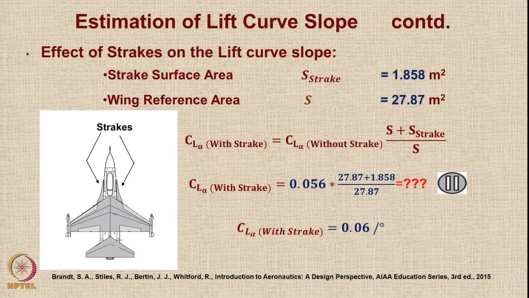So, we find that the CL alpha with the strake becomes 0.06 per degree, higher than 0.056 because of the presence of 20 square feet of those two strakes.